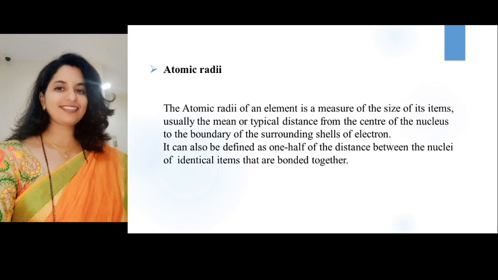The atomic radius of an element is a measure of the size of its atoms, usually the mean or typical distance from the center of the nucleus to the boundary of the surrounding shells of electrons. It can also be defined as one half of the distance between the nuclei of identical atoms that are bonded together.